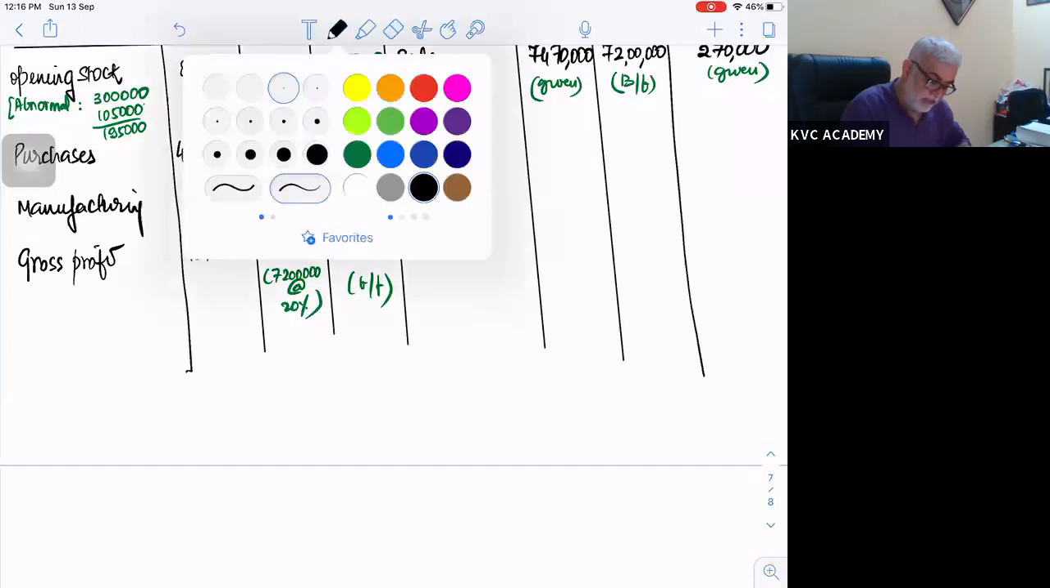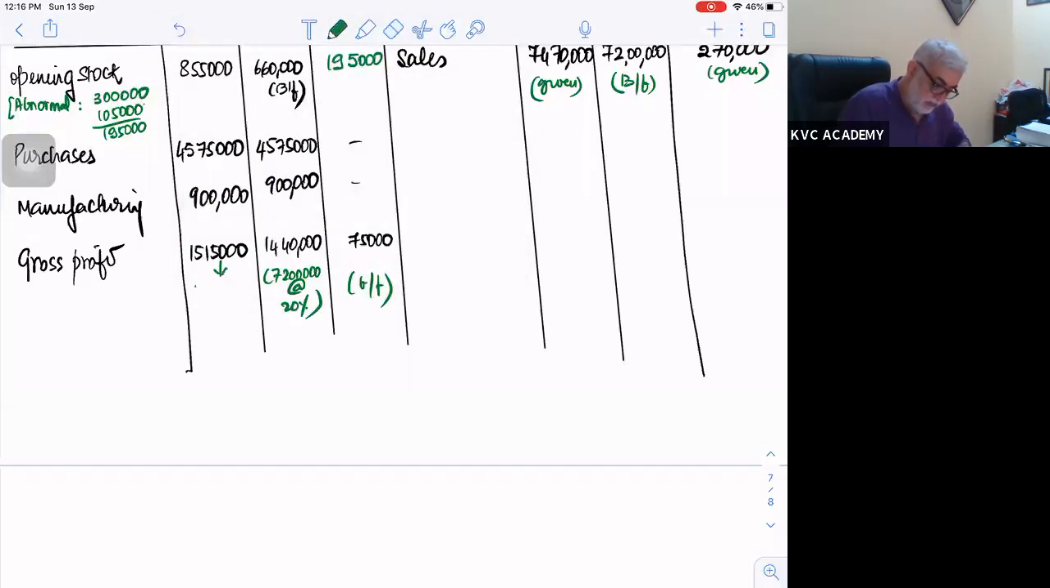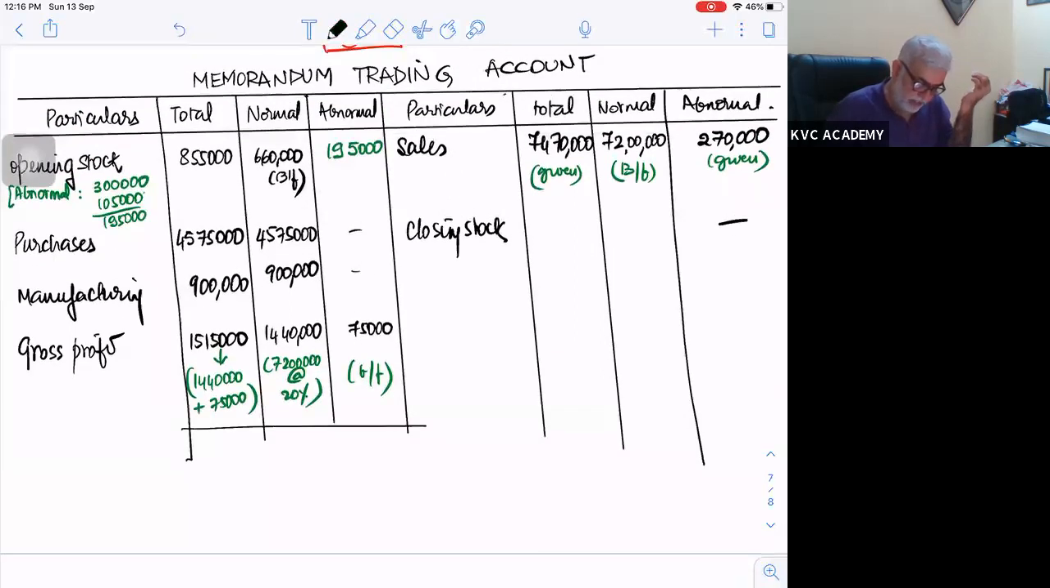How would I get that? What I've written in green is only for your understanding. In the exam, you don't write all this. I'm just giving you how to do it. So what is the closing stock? That's the question. Here it is nil. Everything is sold. Now you find the total and find the balancing figure.